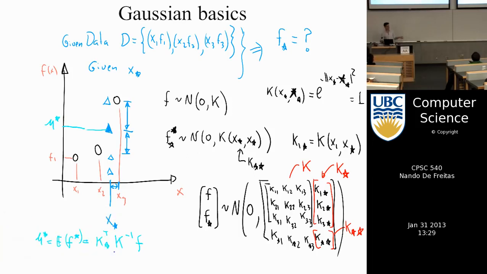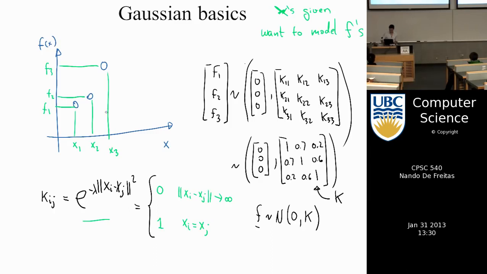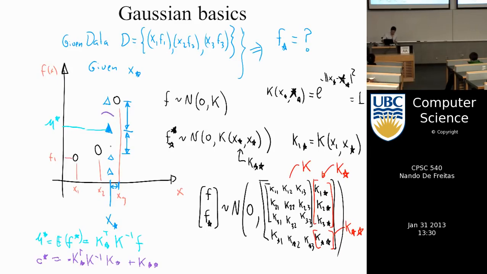I also can use the theorem and get the covariance. It's sigma*, which is equal, using the theorem, I'm just reading it off here from my notes, to minus K* K inverse K* transpose plus K**. That sigma* gives me the variance.